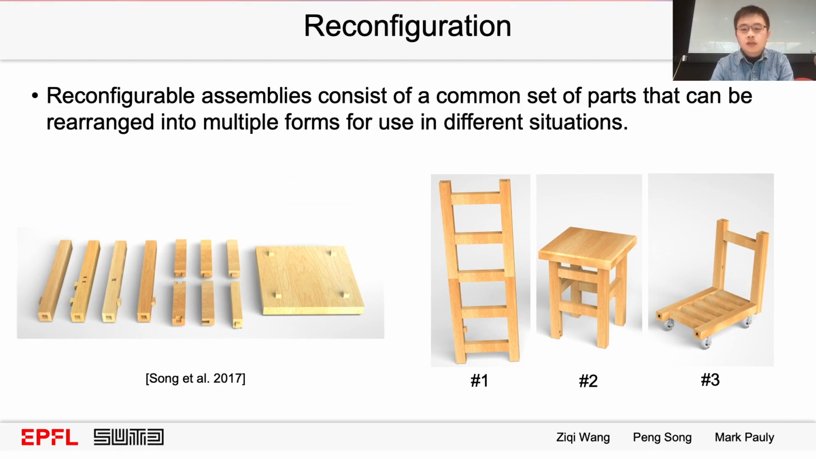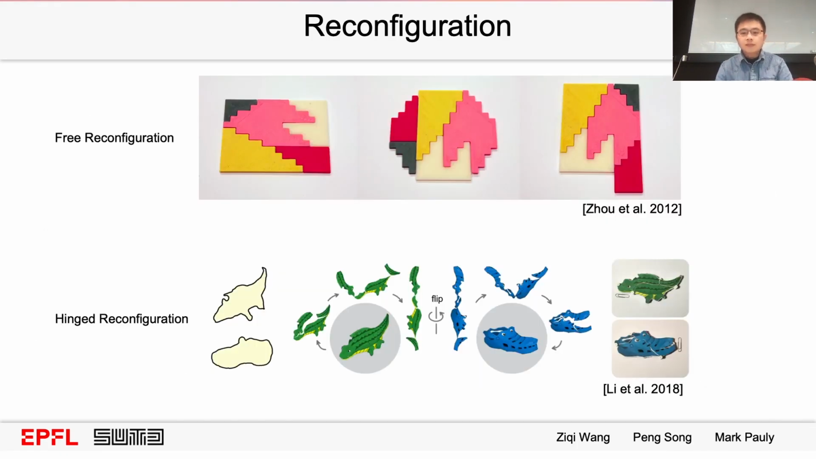By reusing the component parts, reconfigurable assemblies have advantages like cost efficiency, multiple functionalities, and requiring less storage space. We classify existing works on the design of reconfigurable assemblies into two classes: free reconfigurable assemblies and hinged reconfigurable assemblies, according to whether the component parts are separable or hinged during the reconfiguration process.